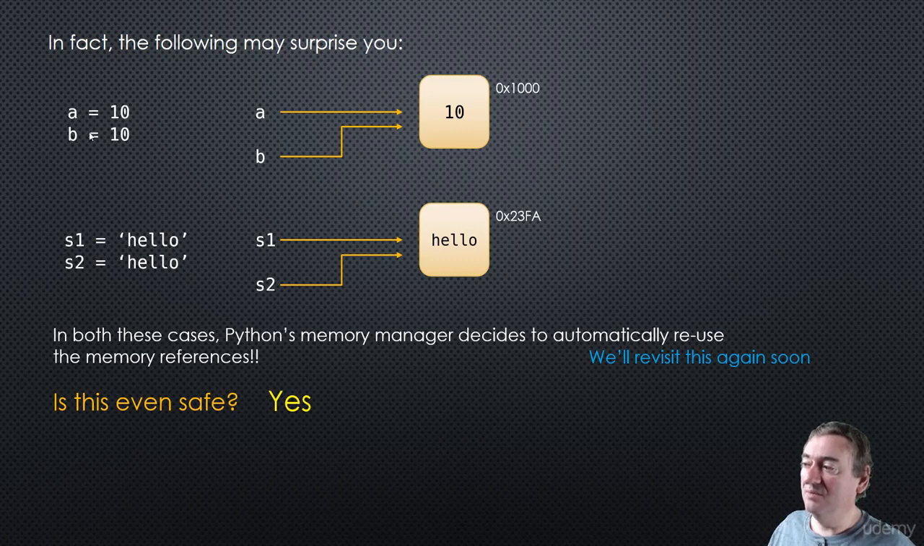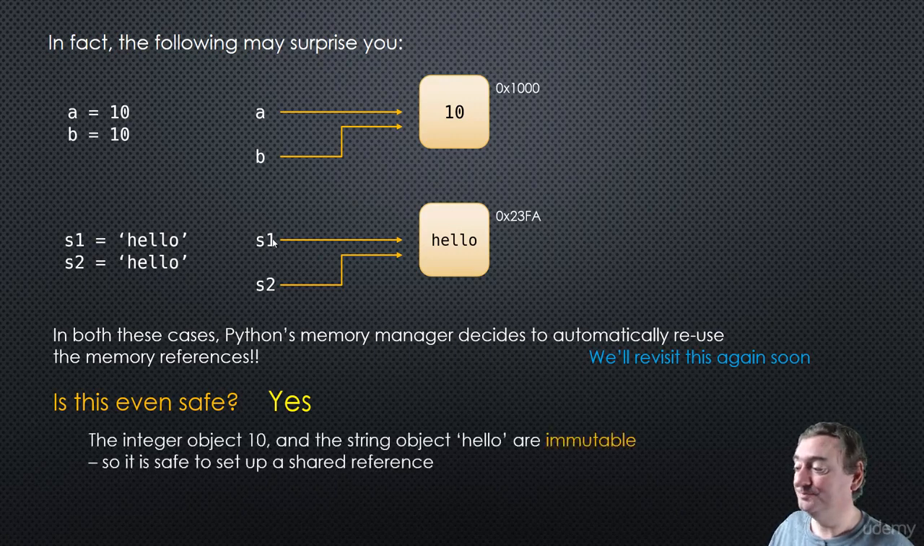So even though a and b and s1 and s2 are shared references, if we modify s2 or we modify b, the only way to modify the value that those variables are pointing to is by changing their memory address reference. And so by doing so, we would leave a and s1 alone. So yes, it's actually quite safe to do that, and Python actually uses that in order to do a few optimizations that we'll talk about when we get to Python optimizations.